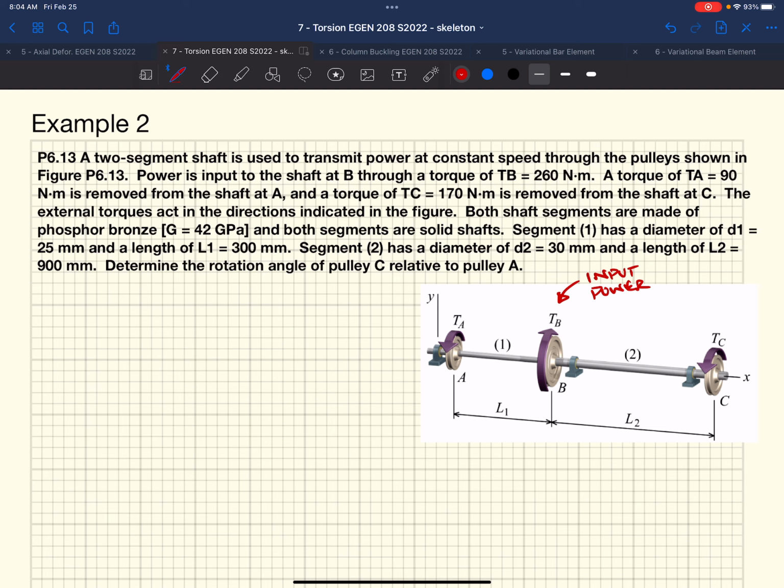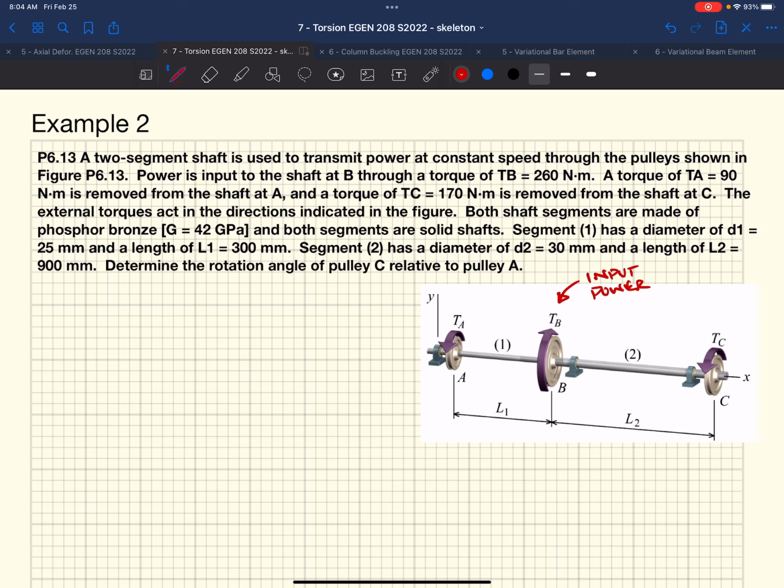They tell us that the torque applied at B is 260 Newton meters. A torque of 90 Newton meters is removed from the shaft at A, and a torque of 170 Newton meters is removed at C. They show us the directions of these torques. They say that the shafts are made of a certain material. They're both solid shafts, both made out of bronze. They give us two different diameters and two different lengths for each of those shafts, L1 and L2, and diameter 1 and diameter 2. And they want us to determine the rotation angle of pulley C relative to A.